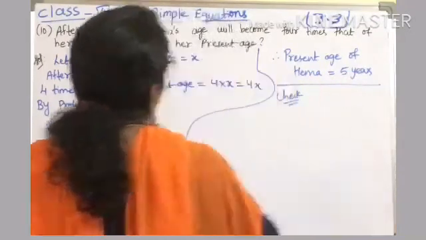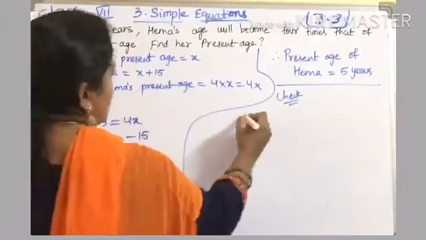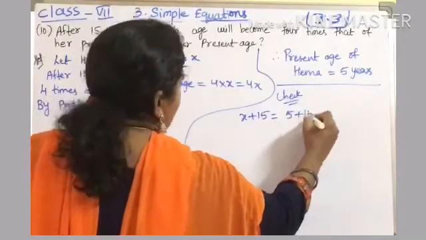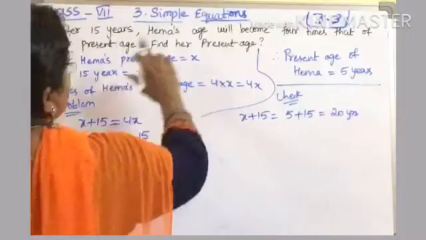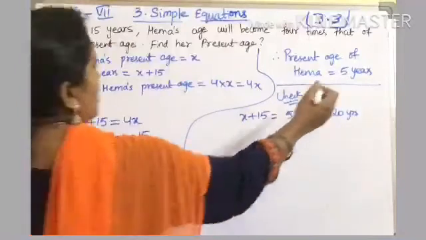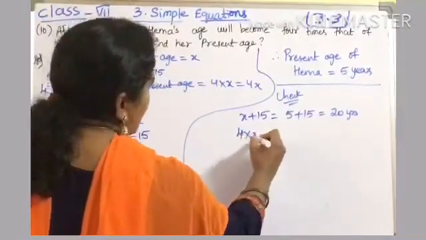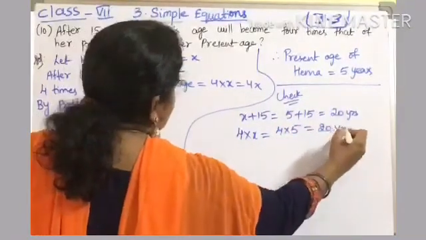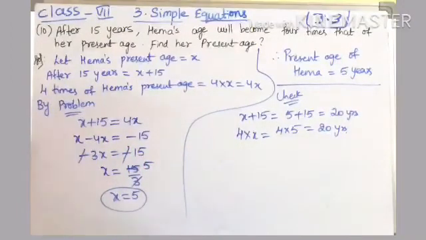Here, what they are asking, after 15 years, here we took x plus 15. That is how much? x you got as 5. 5 plus 15, how much? 20 years. Okay. After 15 years, Hema's age will become 4 times that of her present age. What is the present age you got here? 5. 4 times means 4 into x. So 4 into 5, how much? 20 years. Is that clear? So the present age of Hema is 5 years.